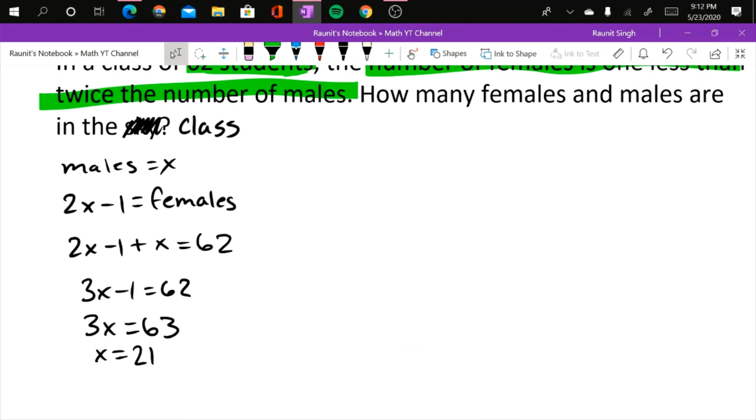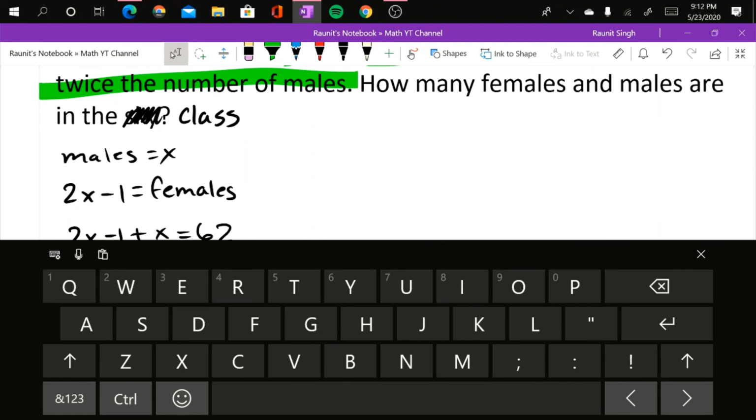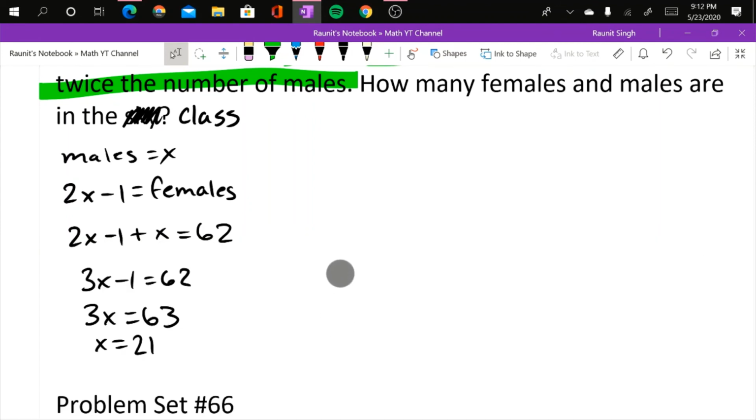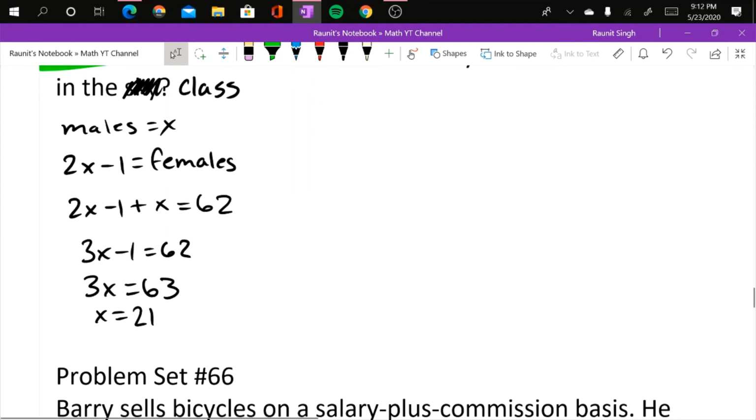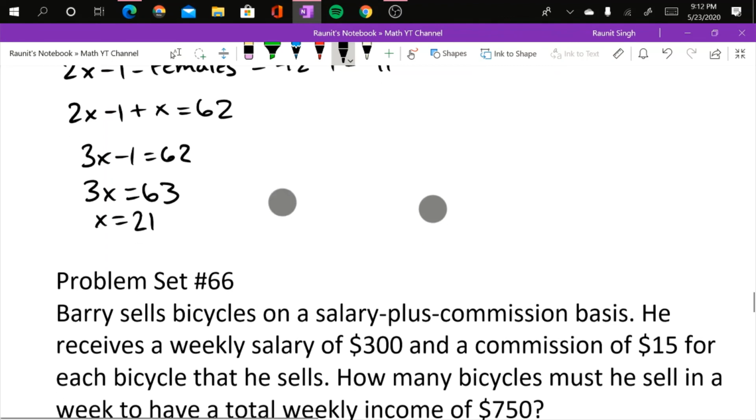So since it's asking for males and females, we only found males. So the amount of females is 2x minus 1, so 21 times 2 is equal to 42, and then you have minus 1, which is equal to 41. So there are 41 females and 21 males.